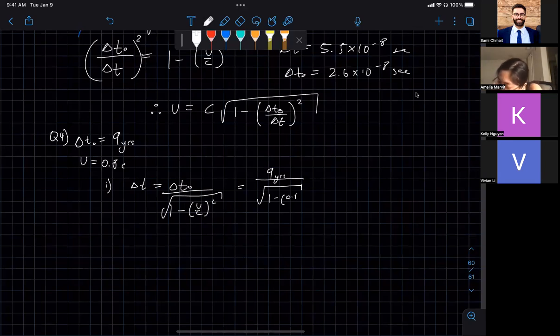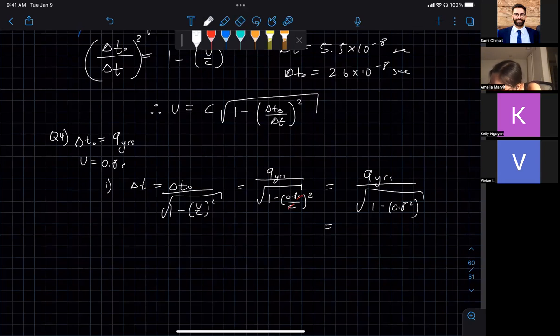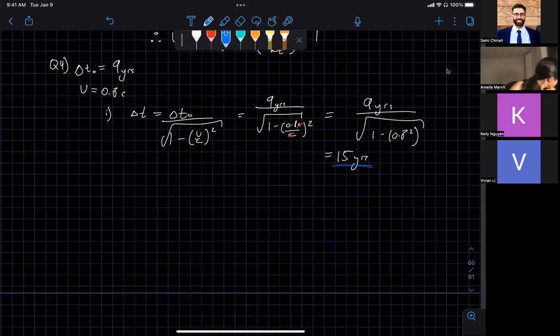Then we can plug in 1 minus 0.8c over c squared, and the c's cancel out. What we're left with is 9 years over the square root of 1 minus 0.8 squared. Let me put the squared on the inside so no one gets confused. Let me plug it into my calculator. Okay, so we got 15 years.